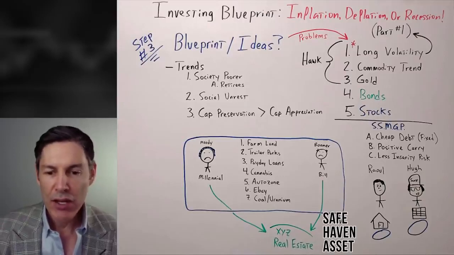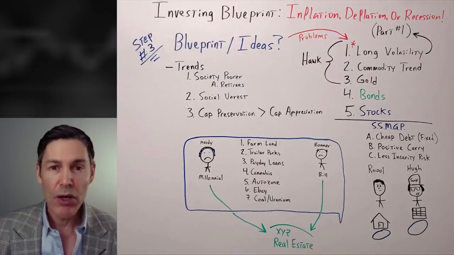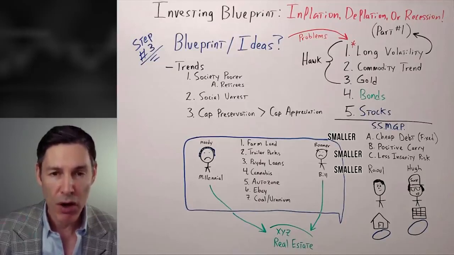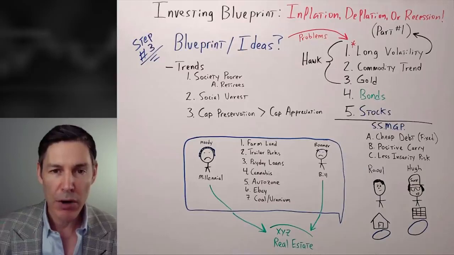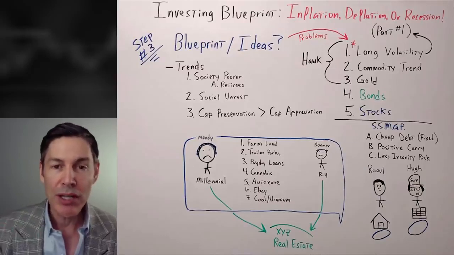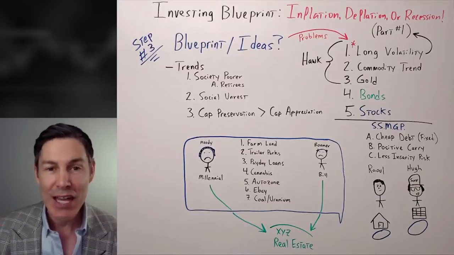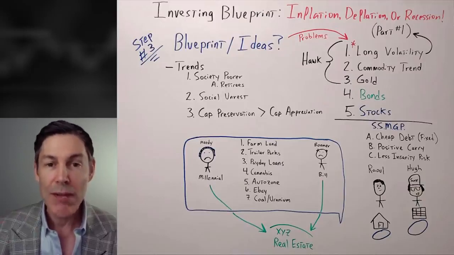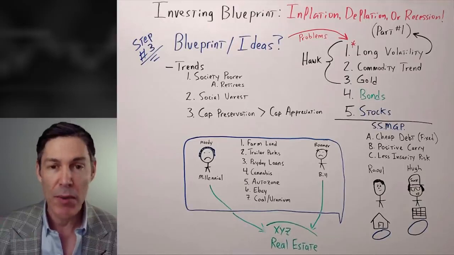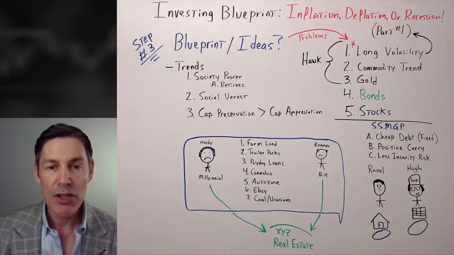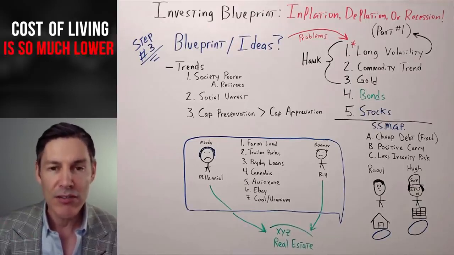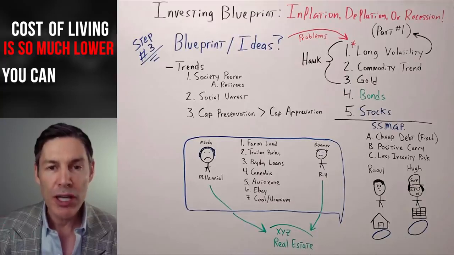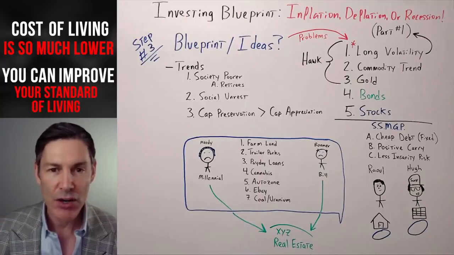Not only that, you've got Boomer Bill, whose retirement checks are getting smaller and smaller as far as their purchasing power, and Moody Millennial, who can't find any opportunity in the United States. So what do you do? It makes sense. Maybe you go to Mexico, maybe you come to Colombia, because your cost of living is so much lower, you can improve your standard of living.